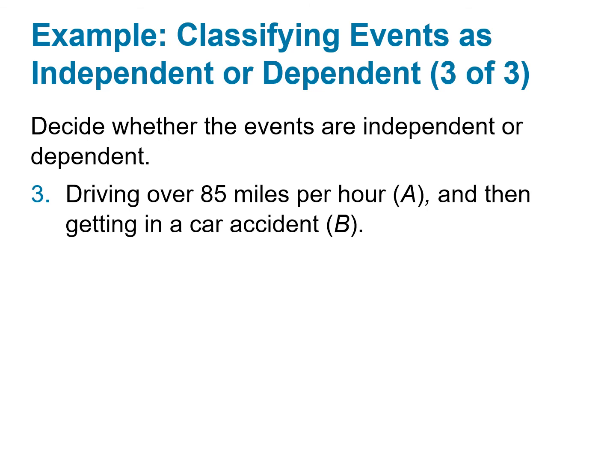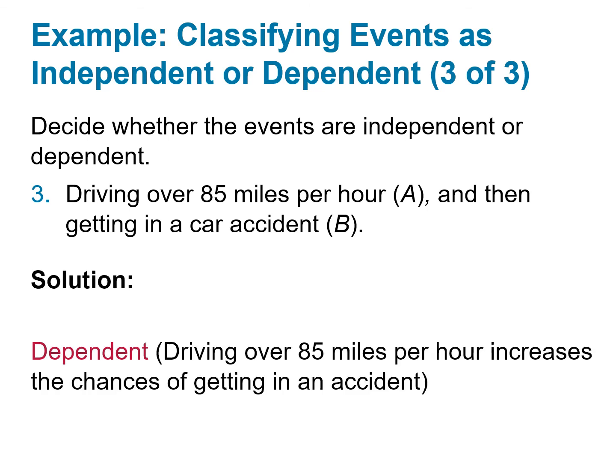All right? So in that sense, we would probably say that these two are dependent because driving at such a high rate of speed is most likely going to increase the chance of getting in an accident. Now, I don't have any numbers to back that up, but we're going to just go ahead and go with that for this example.